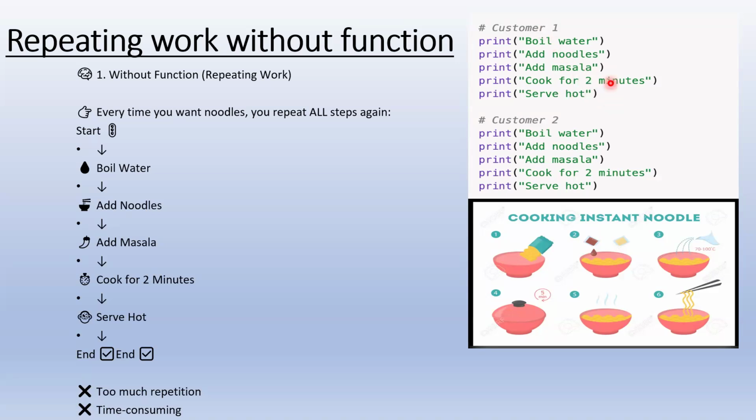Again, one more person is preparing the noodles. What will he do? He'll be doing the same steps, right? Boil water, add noodles, add masala, cook for 2 minutes, serve hot. The third person, how will he prepare it? He'll do the same thing. So this is a standard set of steps which everyone follows while preparing noodles. Every time you want noodles, you will repeat all the steps again.